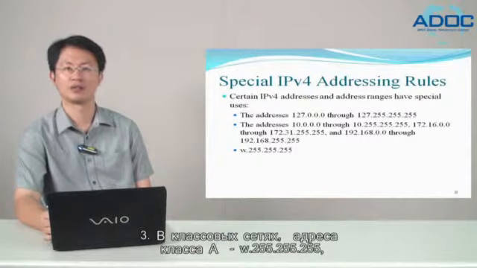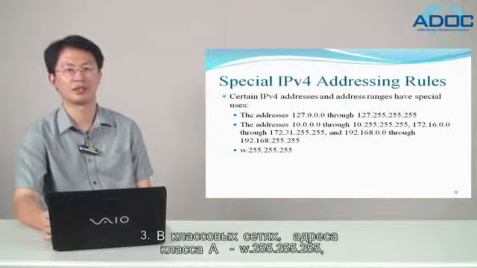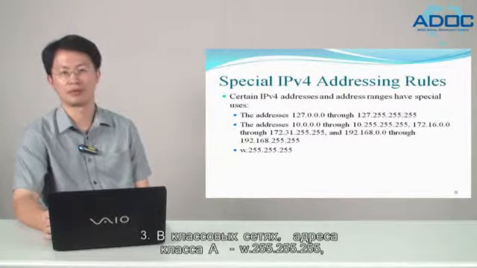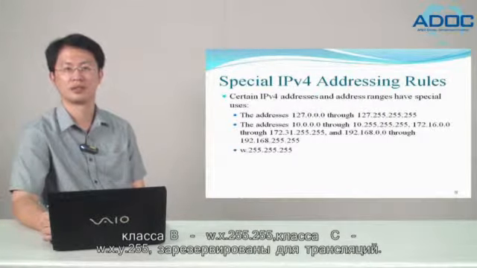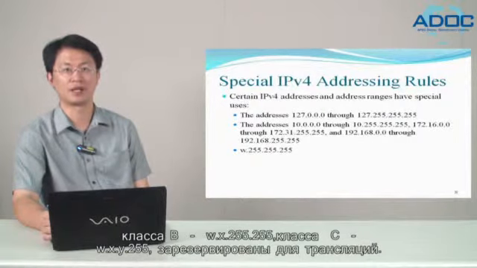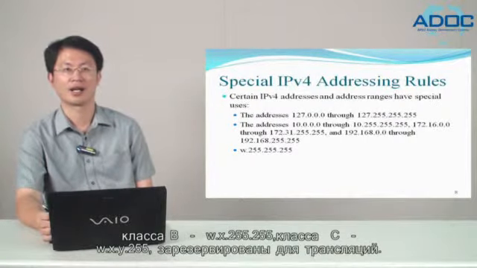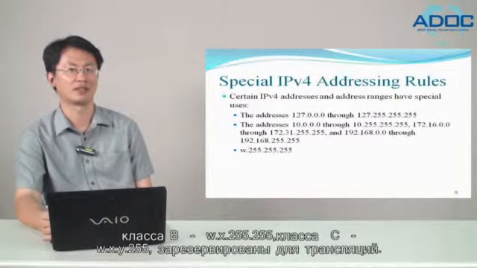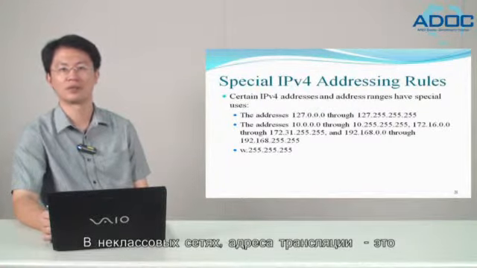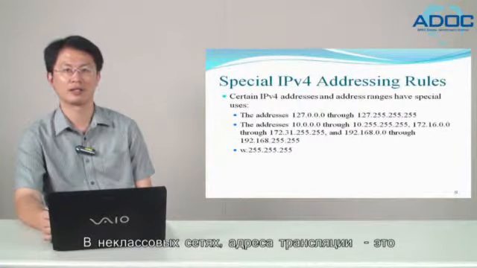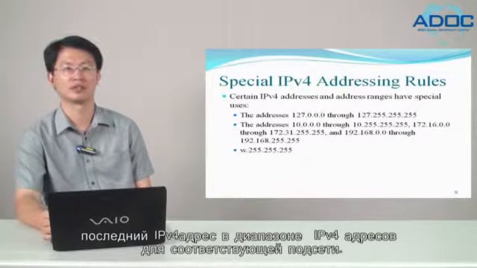Third, on classified networks, the class A addresses w.255.255.255, class B addresses w.x.255.255, and class C addresses w.x.y.255 are reserved for broadcast. On non-classified networks, the broadcast address is the last IPv4 address in the range of IPv4 addresses for the associated subnet.